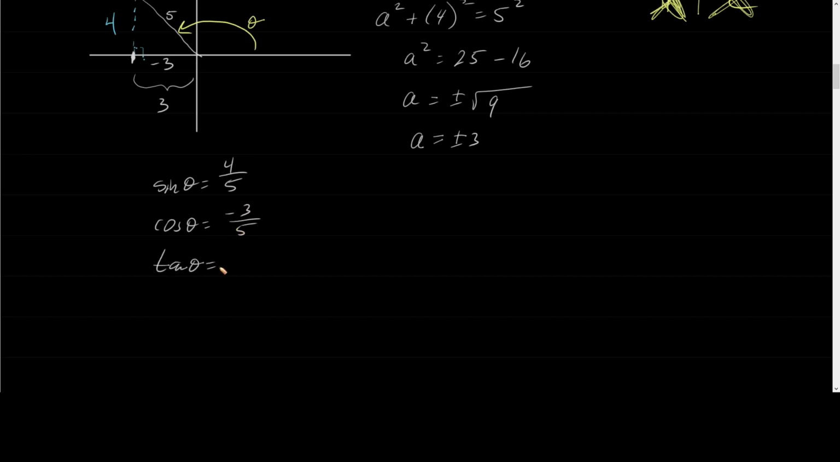Tan theta would be the y value over the x value. Cosecant theta would be r over the y value. Secant theta would be r over the x value. And cotangent theta would be the x value over the y value. All right, so now we've got all of those values there. All right.